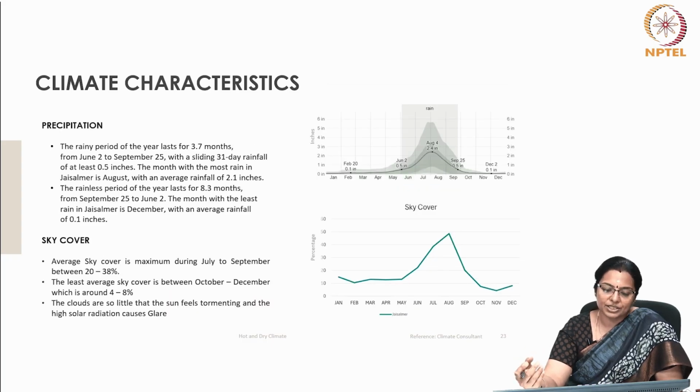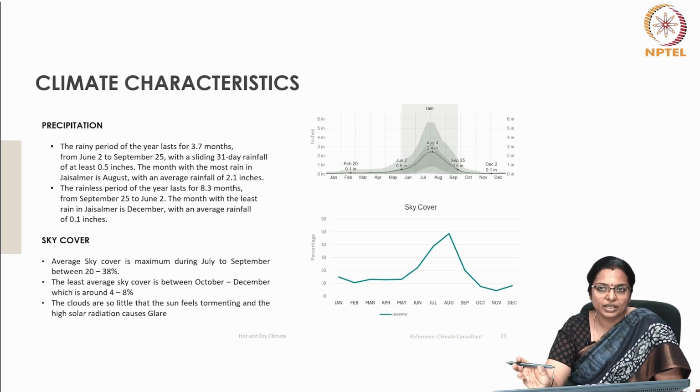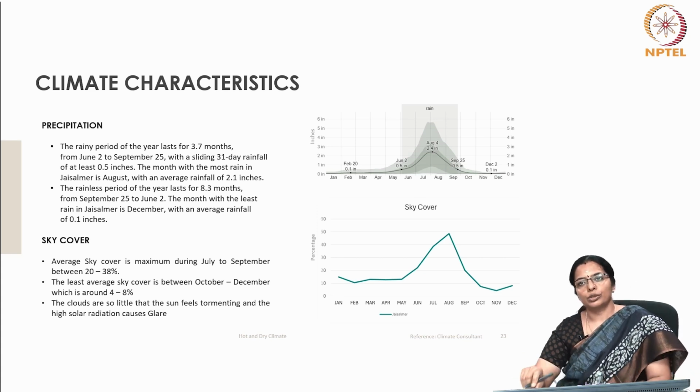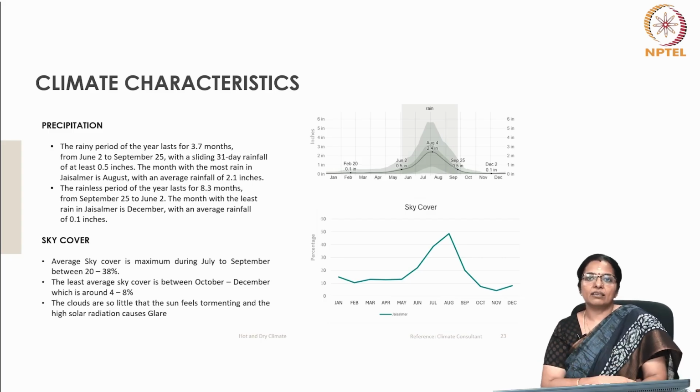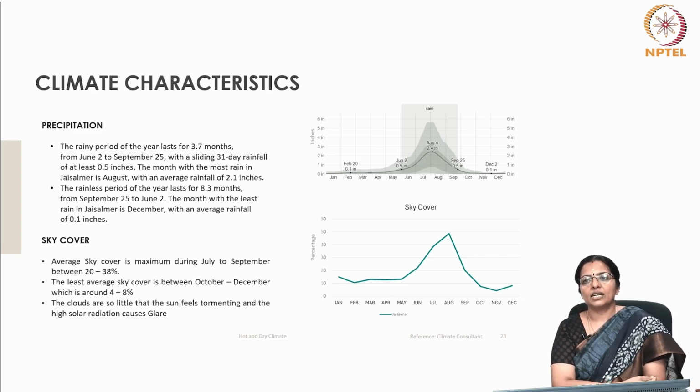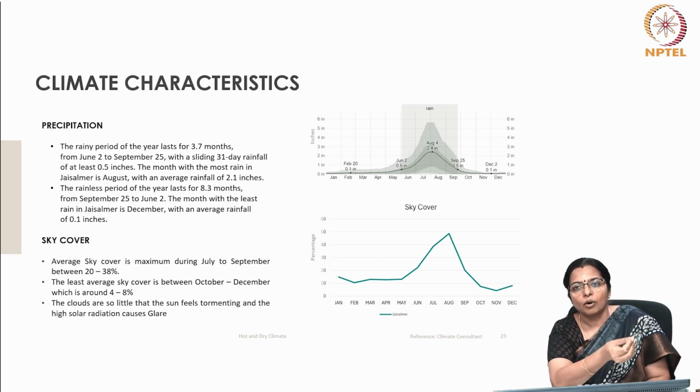Let us look at precipitation. The rainy period of the year lasts for about 3 to 3.5 months from June to September, with a sliding 31-day rainfall of at least 2 centimeters. The month with the most rain in Jaisalmer is August, with an average rainfall of about 5 centimeters. The rainless period of the year lasts for 8 months from September to June, and the month with the least rain in Jaisalmer is December, with an average rainfall of about 1 centimeter.